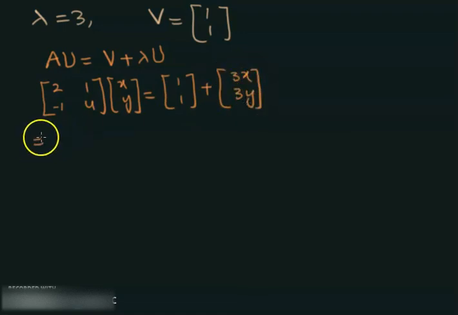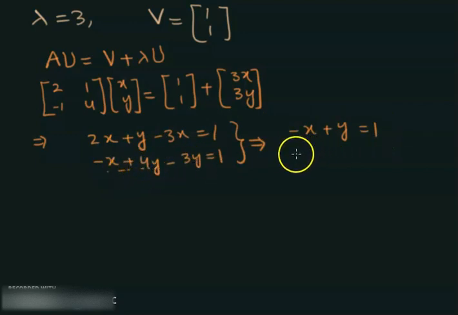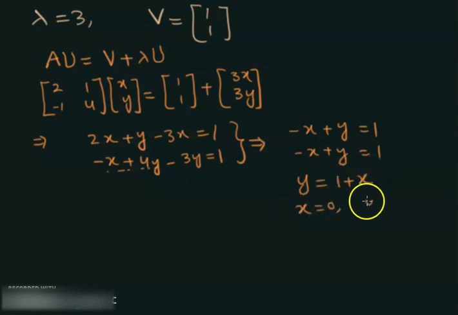Okay, and from here I get 2x plus y minus 3x equal to 1, and minus x plus 4y minus 3y equal to 1. And this system yields me, here I have minus x plus y equal to 1, and here also I have minus x plus y equal to 1. So in other words, I can say that this is y equal to 1 plus x. Now if I set x to be 0, then y is going to be 1. So for sure (1, 0) can be taken as u.